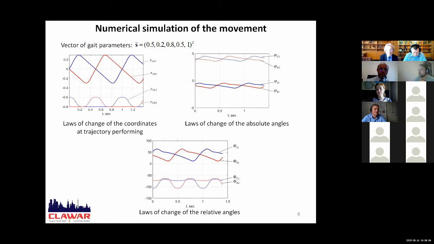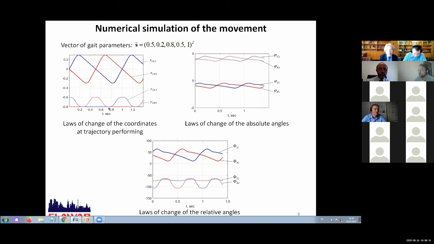On the next slide, you can see the graphs of the simulation results: the laws of change of the coordinates and the trajectory performing. It is what we desire. Here are the laws of change of the absolute angles. And finally, we have the laws of change of the relative angles. These graphs, this data, we use in our prototypes.